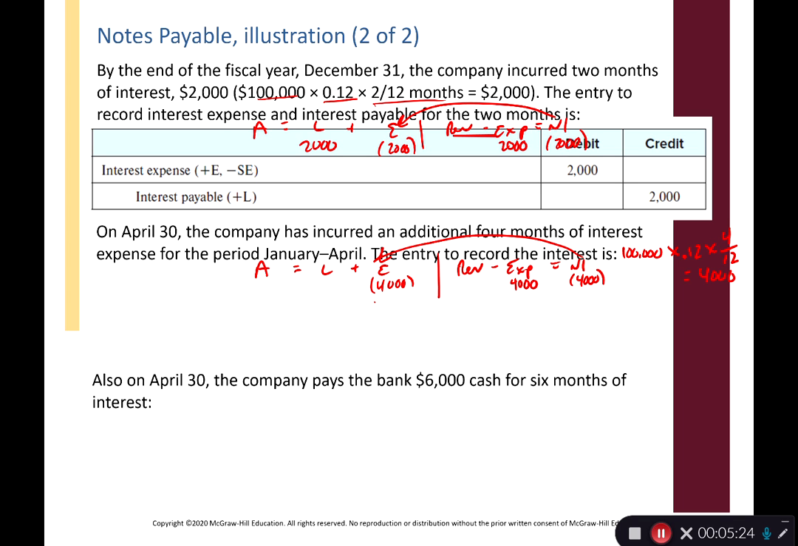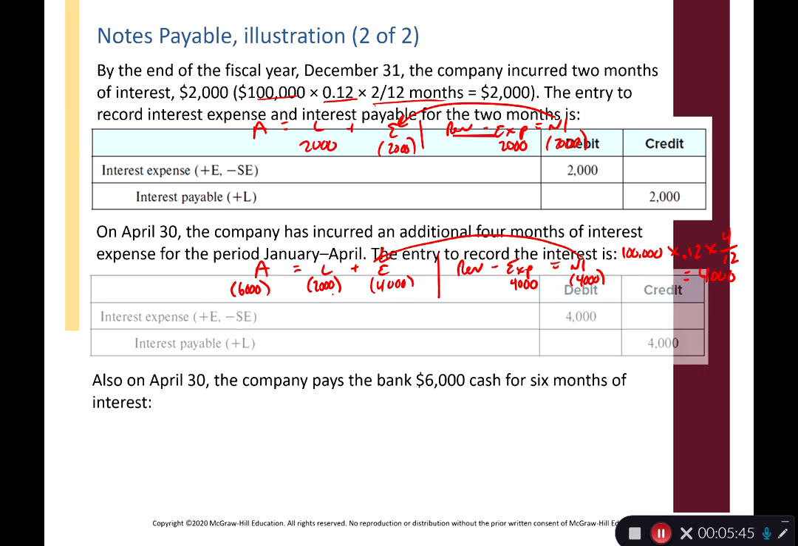And then because we're paying it, we're going to pay 6 in cash, the 4 from the current period and 2 from the previous period, and our interest payable is going to go down by the 2 from the previous period. So we're going to pay off the amount we owed at December 31, which is $2,000, and then we're going to pay off the additional $4,000 in interest.